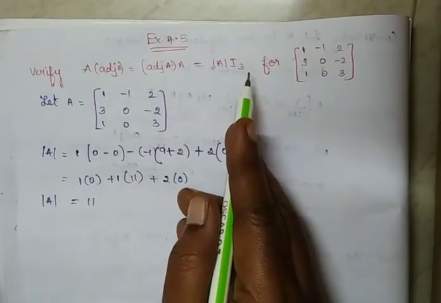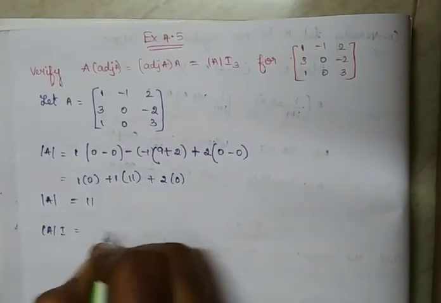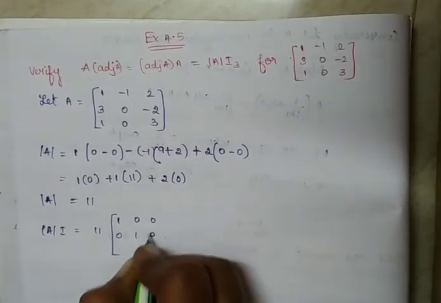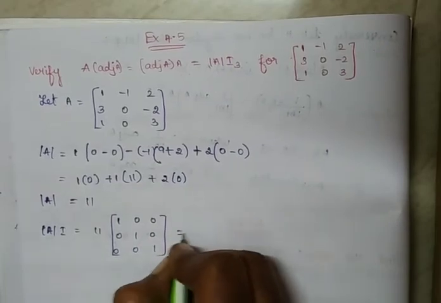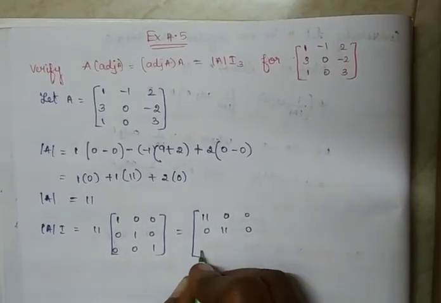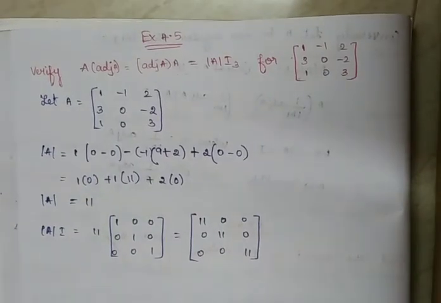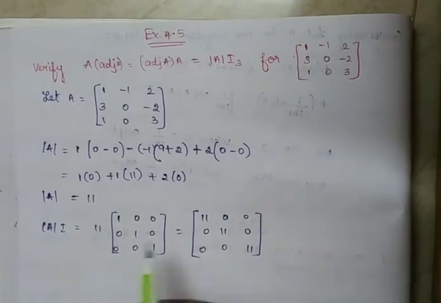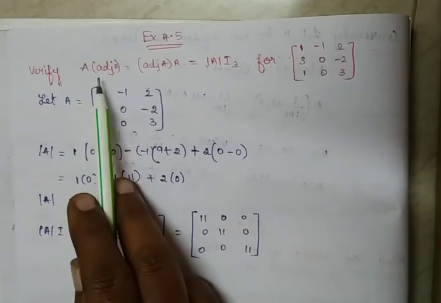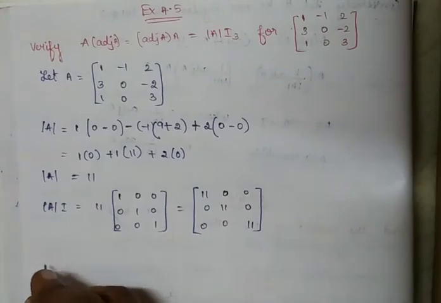Now determinant into identity matrix, so 11 into the identity matrix 1 0 0, 0 1 0, 0 0 1, so this is equal to 11 0 0, 0 11 0, 0 0 11. We want to prove that A into adjoint A gives this matrix, that is determinant of A into identity. Now to find the adjoint A, we need the cofactor of A. So let us find the cofactor here.